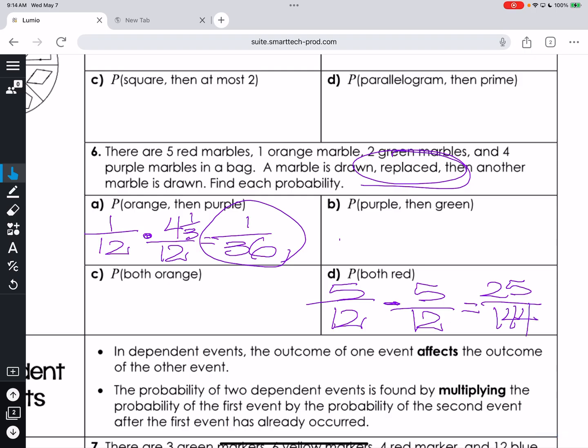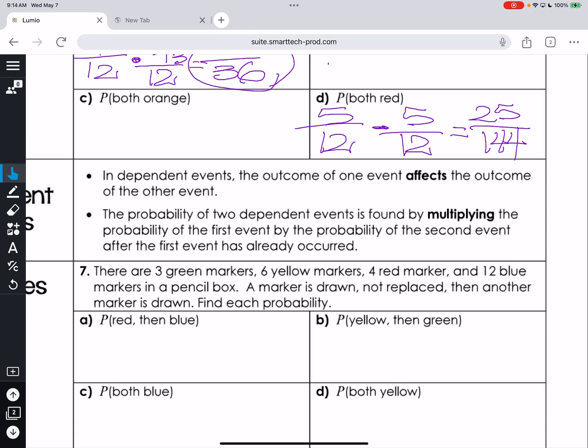Now, dependent. Okay, so if you didn't replace it, here we go. We are now not replacing. So this is where we get into dependent. In other words, if I pass something out, maybe we have a Snickers bar or a set of cookies and we're sharing food. We had 12 brownies and we shared 6 of them and 1 got eaten. We don't have the same amount of brownies anymore to continue sharing, which would be the case.